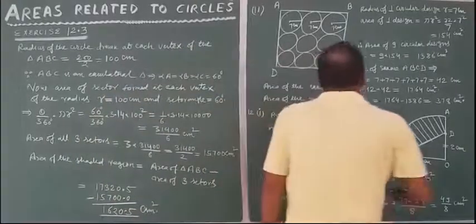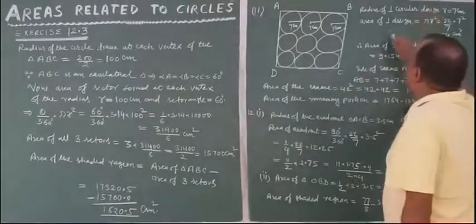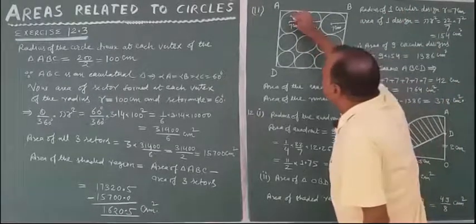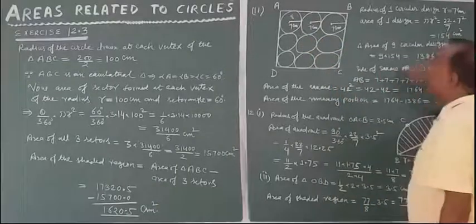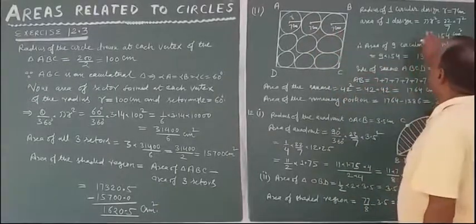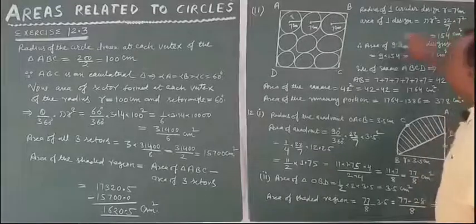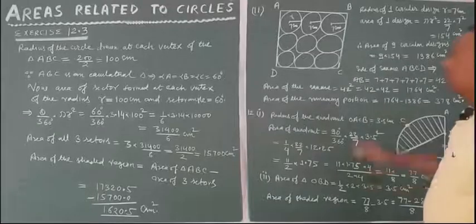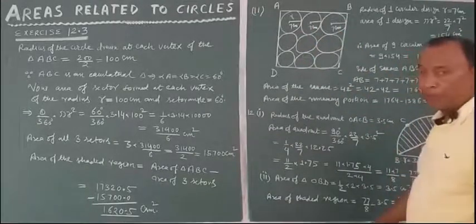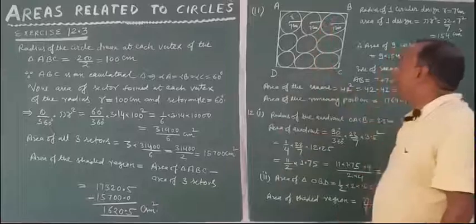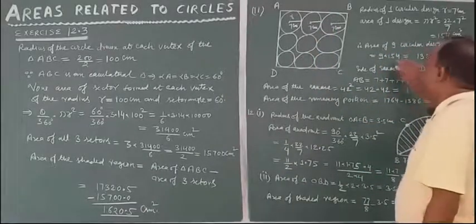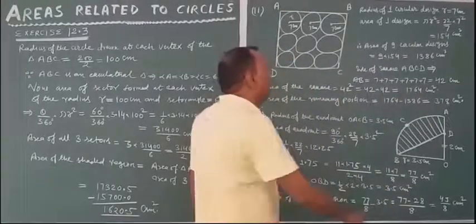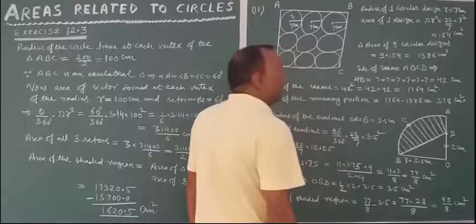First, the radius of one circular design, this is R. This R is given as 7 centimeter. Then the area of one design will be pi R square, that is 22/7 into 7 square, that is 154 centimeter square. And the total designs are 9. Therefore, the area of 9 circular designs will be 9 into 154, so you will get 1386 centimeter square.